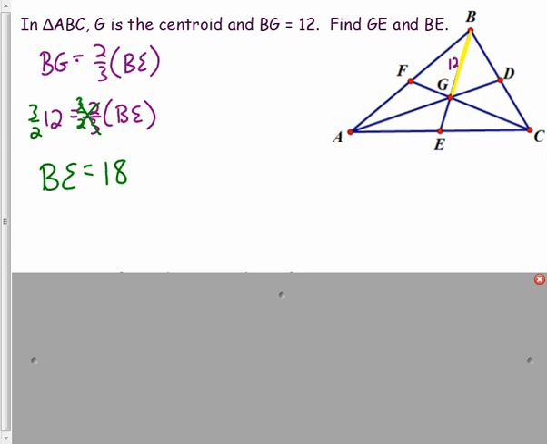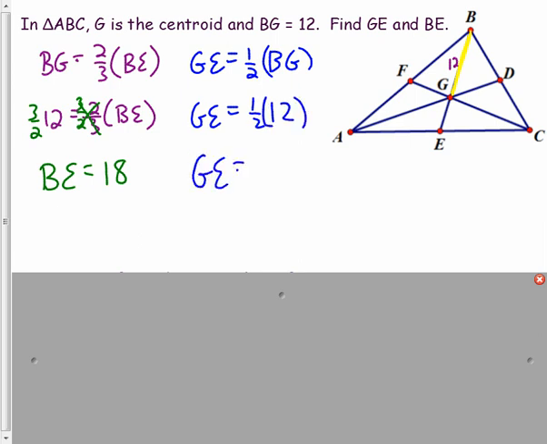I'm going to solve for GE. So we know that GE equals half of BG. So we know that GE equals half of 12. GE equals 6.